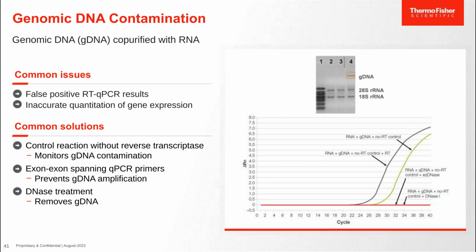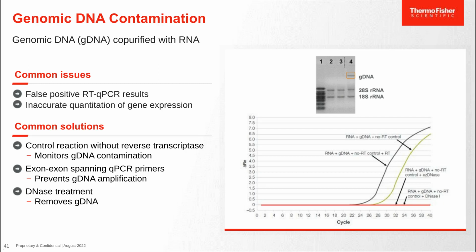Although we can see it here, please also keep in mind that in a majority of cases, genomic DNA might not be visible on the gel due to its low quantity present in the sample. Nevertheless, since RT-qPCR is a very sensitive technique, even small traces of genomic DNA can lead to false positive RT-qPCR results, leading to inaccurate quantification of gene expression, especially if you are quantifying low abundance genes.